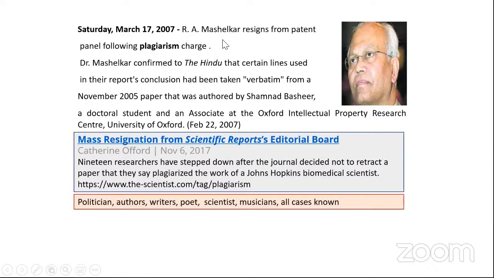It was published in the papers and in articles, and there was a lot of hue and cry about the plagiarism that had happened because R.A. Mashelkar copied certain parts of the work. Not just parts, but verbatim. It was seen that he had taken a part of the work of a doctoral student and associate at the Oxford IPR Center, University of Oxford, and put it in the report there. That was the charge against him, because of which he had to resign from the patent panel.